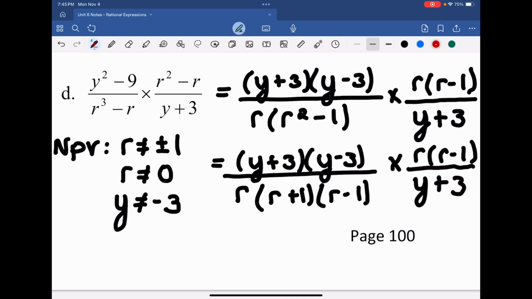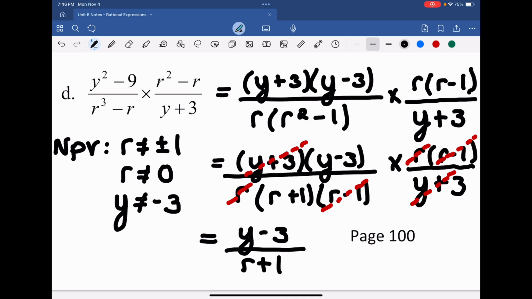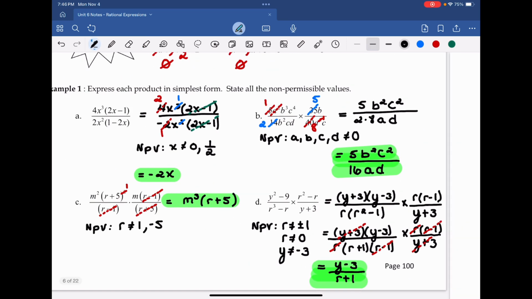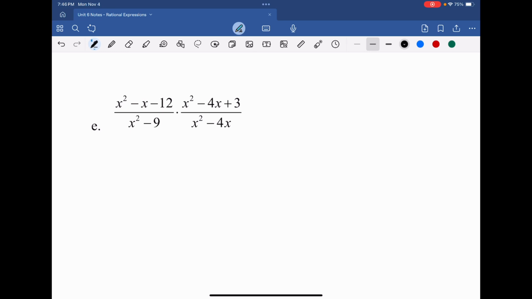Now what we can do is to get our final answer, let's do our cancellations. So y plus 3 we see is common. We see an r that's common. We see an r minus 1 that's common. And with all those terms being common, this is going to be equal to y minus 3 in the numerator divided by r plus 1. There we go. So this is our final answer. No more reductions, and as long as we have our MPVs as part of the solution, we're totally happy with this. Awesome. Okay, let's push forward into example E.